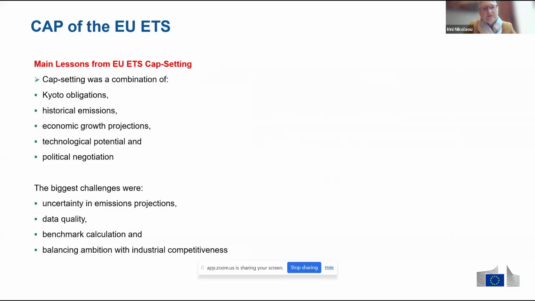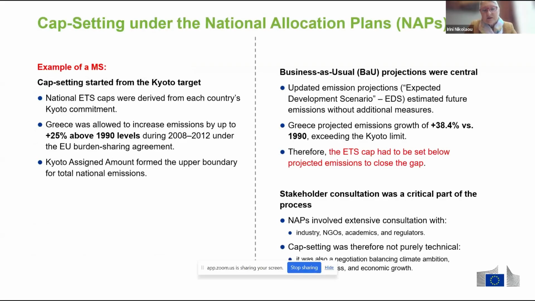Main lessons learned from the EU ETS cap setting. Well, it was a combination of Kyoto obligations, historical emissions, economic growth projections, technological potential, and political negotiation. I think I said all these before. The biggest challenges were uncertainty in emissions projections, data quality, the benchmark calculation, and balancing ambition with industrial competitiveness. So here I presented an example of one country for which I found the national allocation plan.